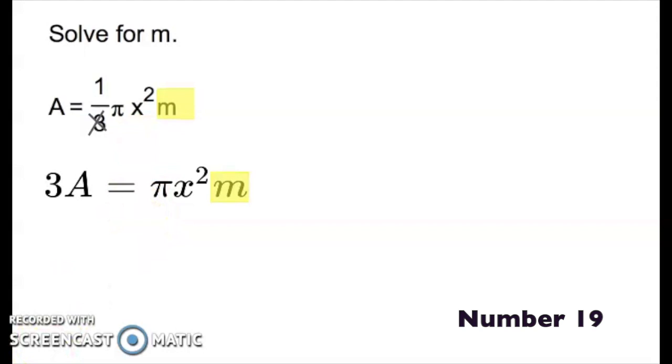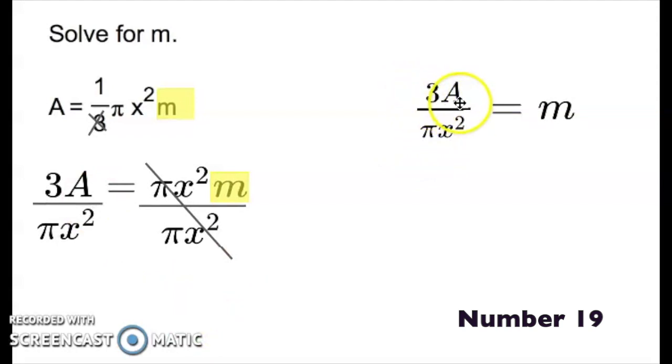So again, remember we're solving for m. So pi x squared and m are all being multiplied. To undo multiplying, we divide, because dividing is the opposite of multiplying. So we divide both sides by pi x squared, and we'll have m on the right equaling 3a over pi x squared. And that's going to be the answer. Just remember, capital letter A, lowercase x and m.